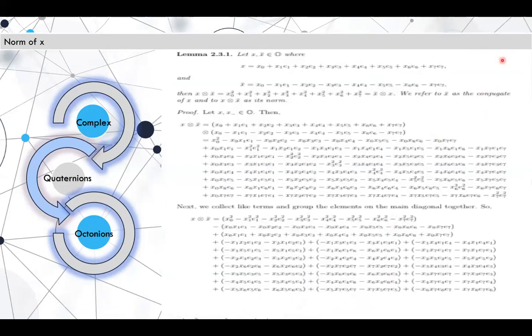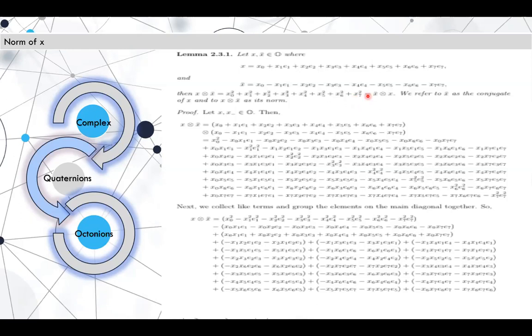Next, we show a simple lemma about the norm of x that we proved using the postulates from the previous slide. We let x be an octonion and x bar be its conjugate. Now we say that x times x bar is the same as x bar times x, and that is actually the norm of x, which is just a sum of the products of the real parts.